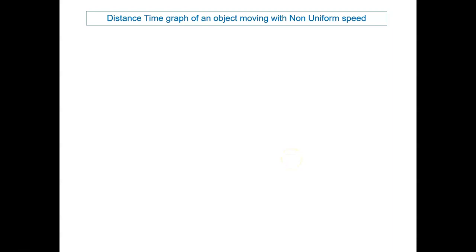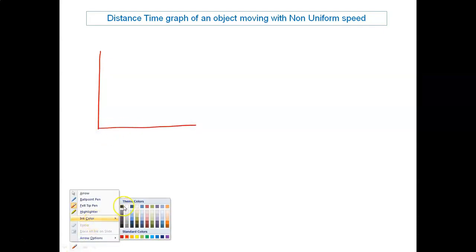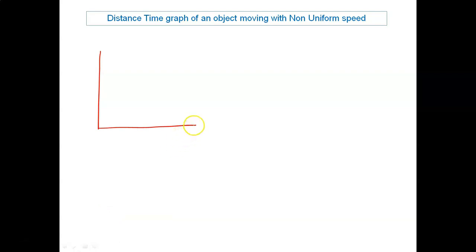Distance time graph of an object moving with non-uniform speed. This is a distance time graph. Children, just think on which axis I have to take the time. Time on x-axis, distance on y-axis.